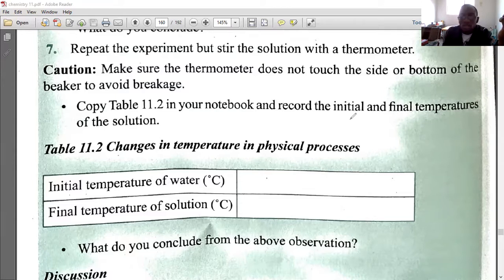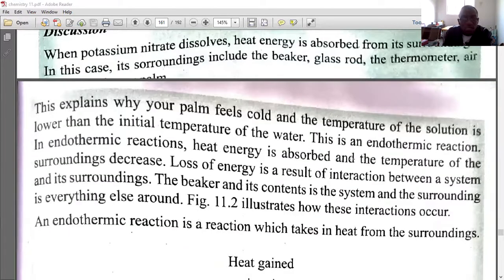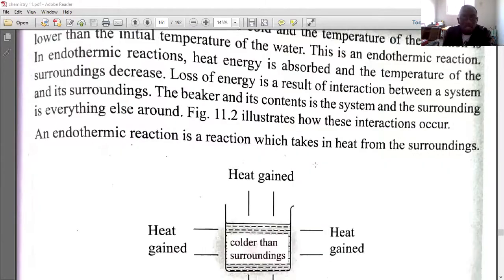When we used sodium hydroxide, this is just an explanation. This explains why your palm feels cold. You're going to feel cold because you are the surrounding and you are losing heat, and it is going into the system. So that is basically just the explanation as to why you're feeling how you're feeling in the palms.